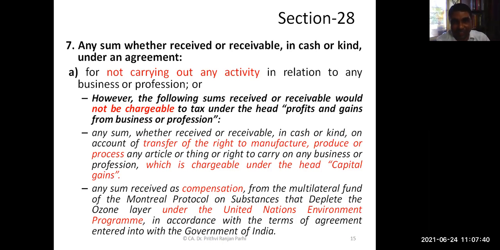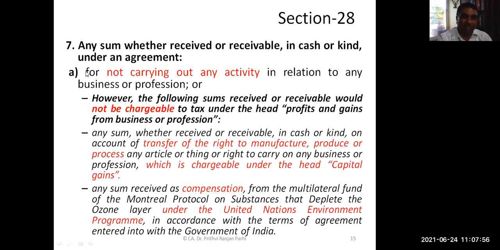Now, next item. Item number 7 of section 20. Any sum, whether received or receivable, in cash or kind, under an agreement. Okay, if a certain sum is received under an agreement, and this agreement is related to certain things.